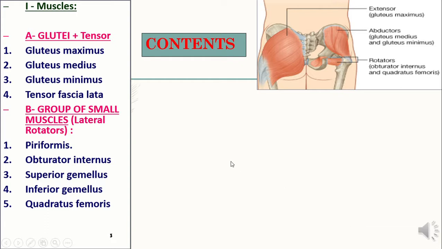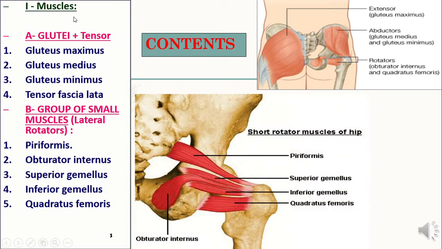We discussed that the muscles of the gluteal region are divided into superficial and deep groups. The superficial group includes the three gluteae and the tensor fasciae latae, while the deep group consists of piriformis, obturator internus, the gemelli, and quadratus femoris. I considered the gemelli as a pair. That's why I said there are 8 muscles. If you consider them separately, then the total muscles are 9.